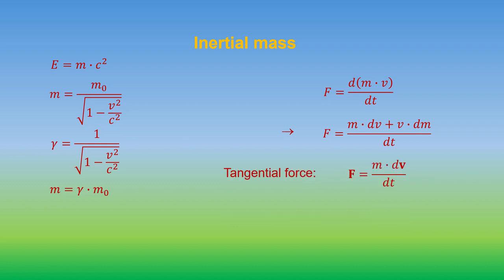This is Newton's second law in its original form, and it follows that the inertial mass of an object subjected to a tangential force, that is, a force perpendicular to the motion, is simply the relativistic mass. We'll call this the tangential inertial mass mt. mt equals m, which equals m naught divided by the square root of 1 minus v squared over c squared. Or mt equals m equals gamma times m naught.